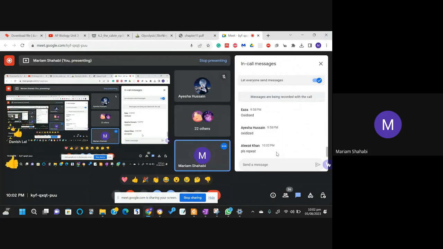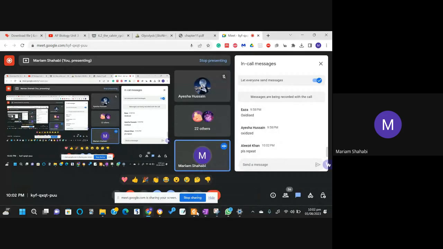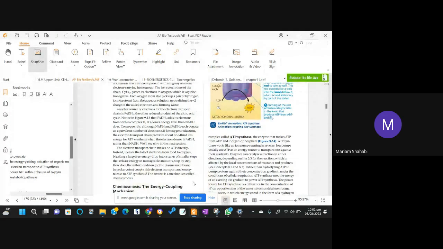Great. Yeah, so I was saying कि non-cyclic और cyclic electron flow में जो difference है वो क्या है. So I was explaining, wait a minute.